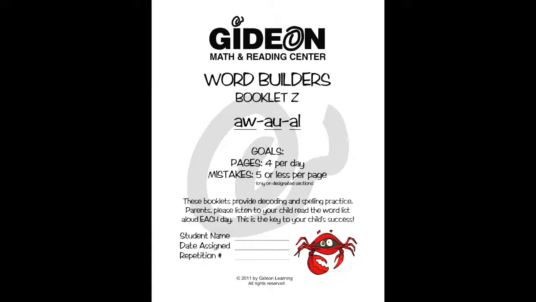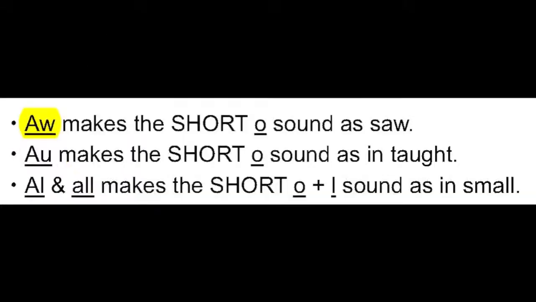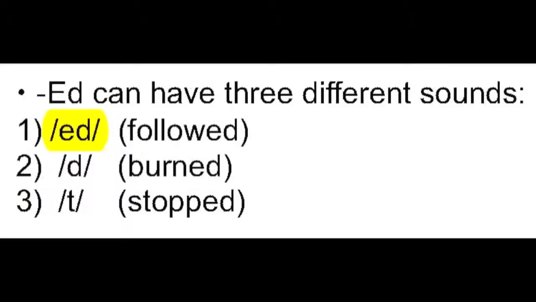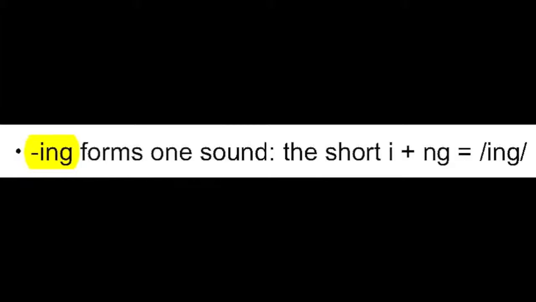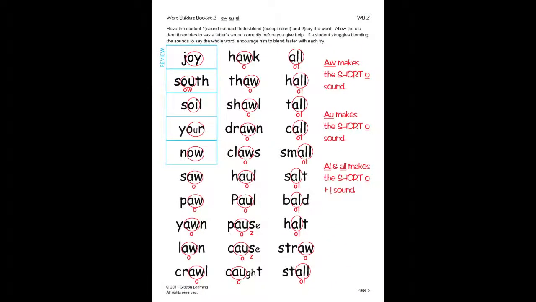In Word Builder's Booklet Z, the student will learn to read and decode words with AW, AU, and AL. Throughout this booklet, you may see unusual markings on some words. These markings indicate a helpful hint to decode and read these words correctly. Located on the front inside cover is a reference chart to help you and your child better understand the hint markings on the word. On the word list, have the student sound out each letter and say the word.